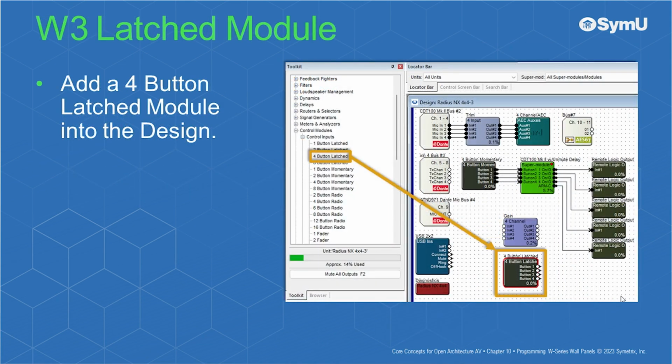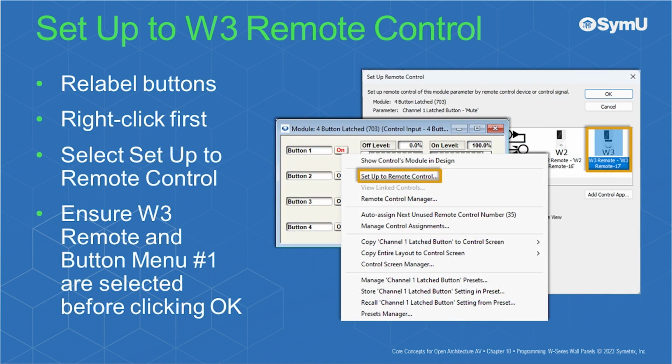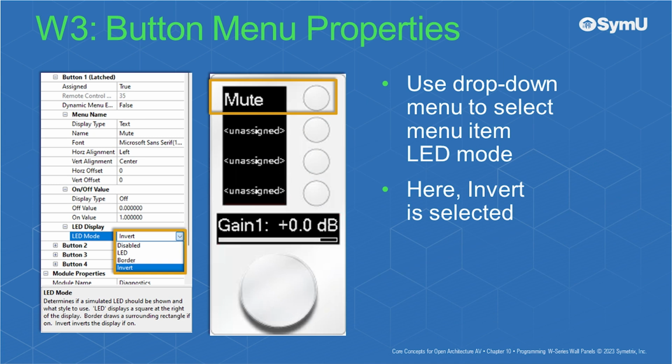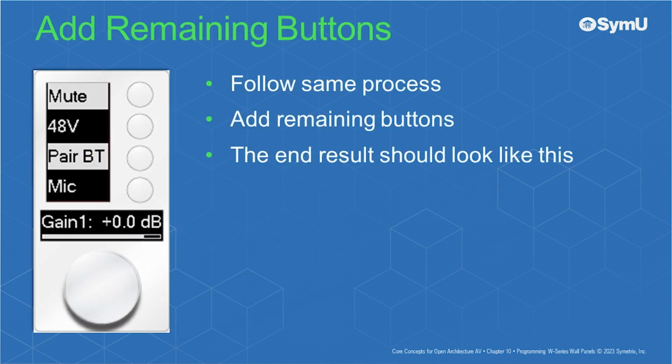Add a 4-button latched module into the design. Relabel the buttons, right-click the first, and select Setup to Remote Control. Ensure that W3 Remote and button menu number 1 are selected before clicking OK. Use the drop-down menu to select the LED mode of the menu item. Here, Invert has been selected. Following the same process, add the remaining buttons. The end result should look like this.